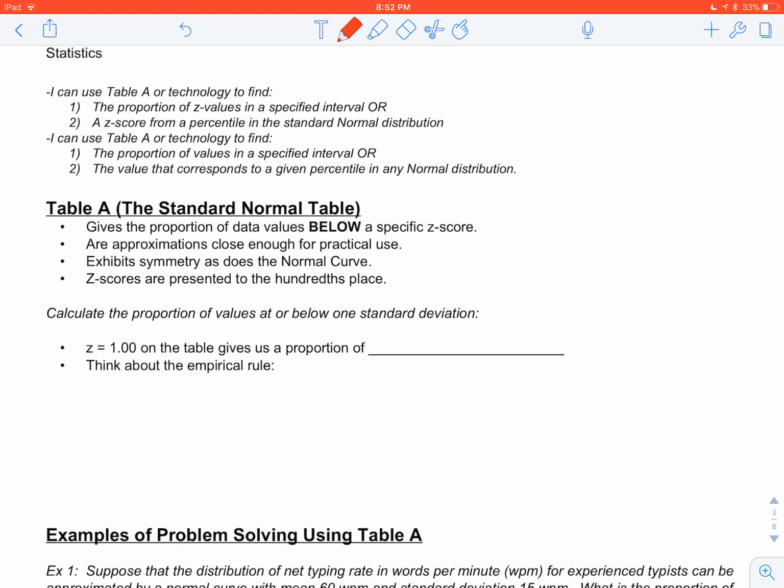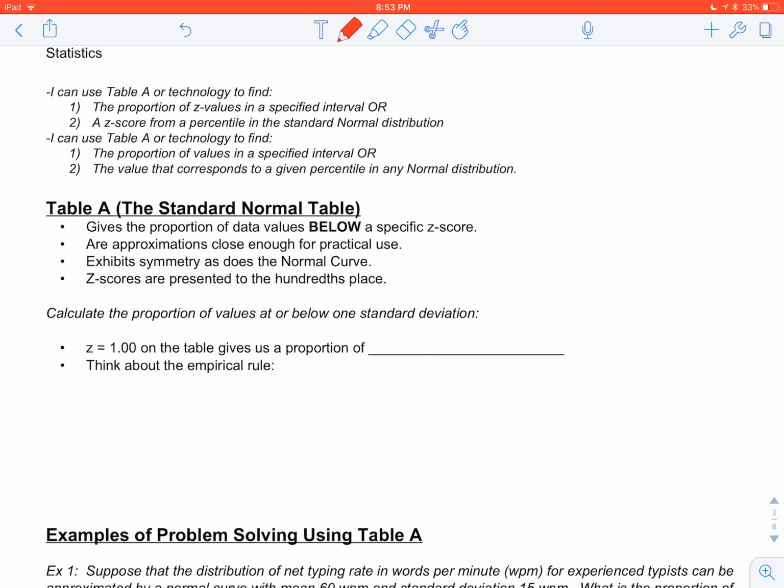Now, our next couple of I can statements, it says you can use table A or technology. In this video, we're strictly going to use table A. The first part tells you you're going to find the proportion of z values in a specified interval or a z-score from a percentile in the standard normal distribution. That is strictly math term talk, so z-scores and proportion of z-values. The second I can statement talks about the proportion of values in a specified interval or the value that corresponds to a given percentile in any normal distribution.